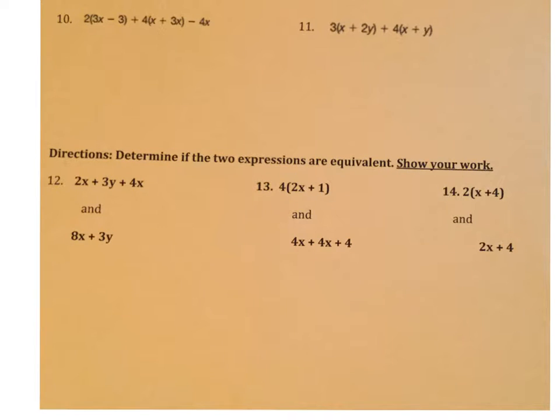All right, for number 10, it looks like we are going to distribute, and we're going to distribute twice here because we have that 2 right next to the parentheses and that 4 right next to the parentheses. So we are going to do 2 distributes to 3x and 2 distributes with 3. So we are going to have 2 times 3x. Now remember, this isn't a plus in the middle of the parentheses, it's a minus. So we're going to do minus, and then 2 times the 3.